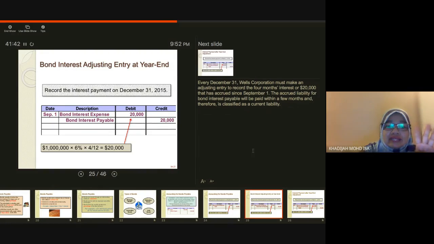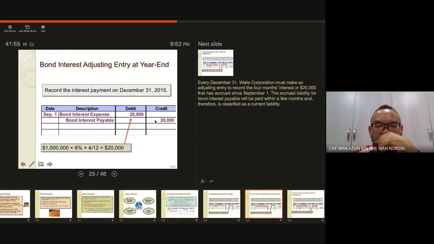that's why it is 4 over 12. 4 over 12. So this one they have not paid yet. They have to recognize the expense but they will pay that later. It means they are liabilities. So it's a current liability.